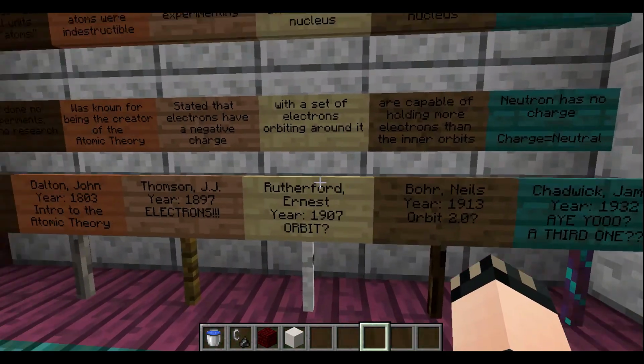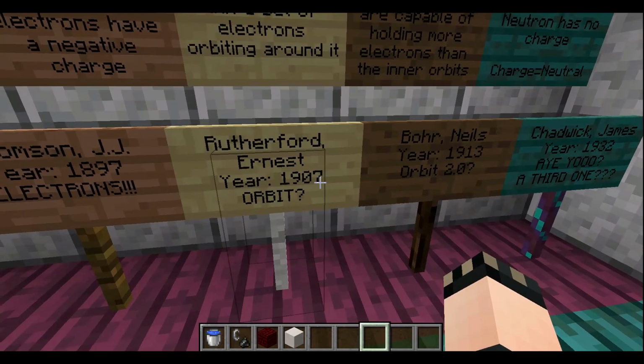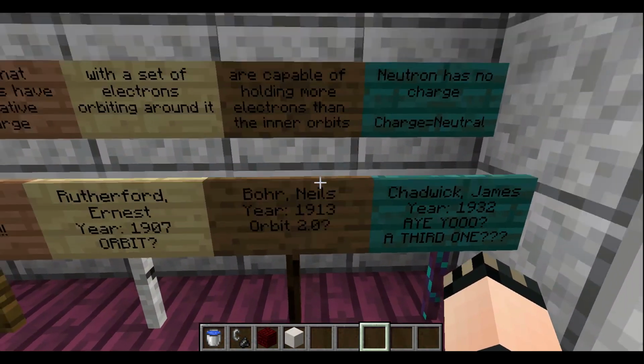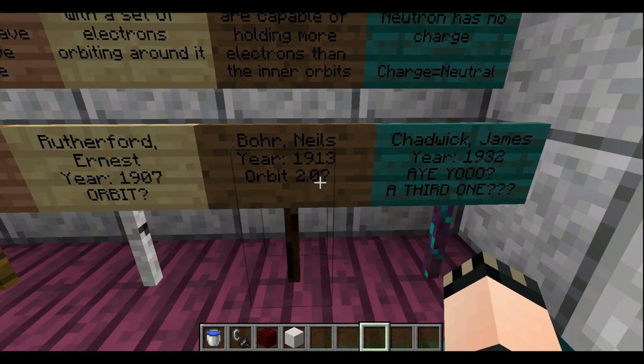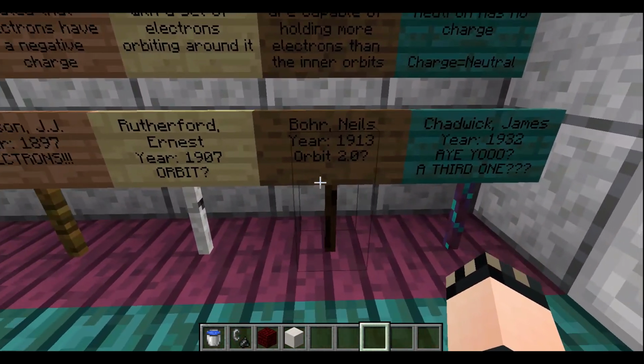So yeah, back to this. Many years later again, well, not that many, but about 6 years later, Niels Bohr in 1913, orbit 2.0.